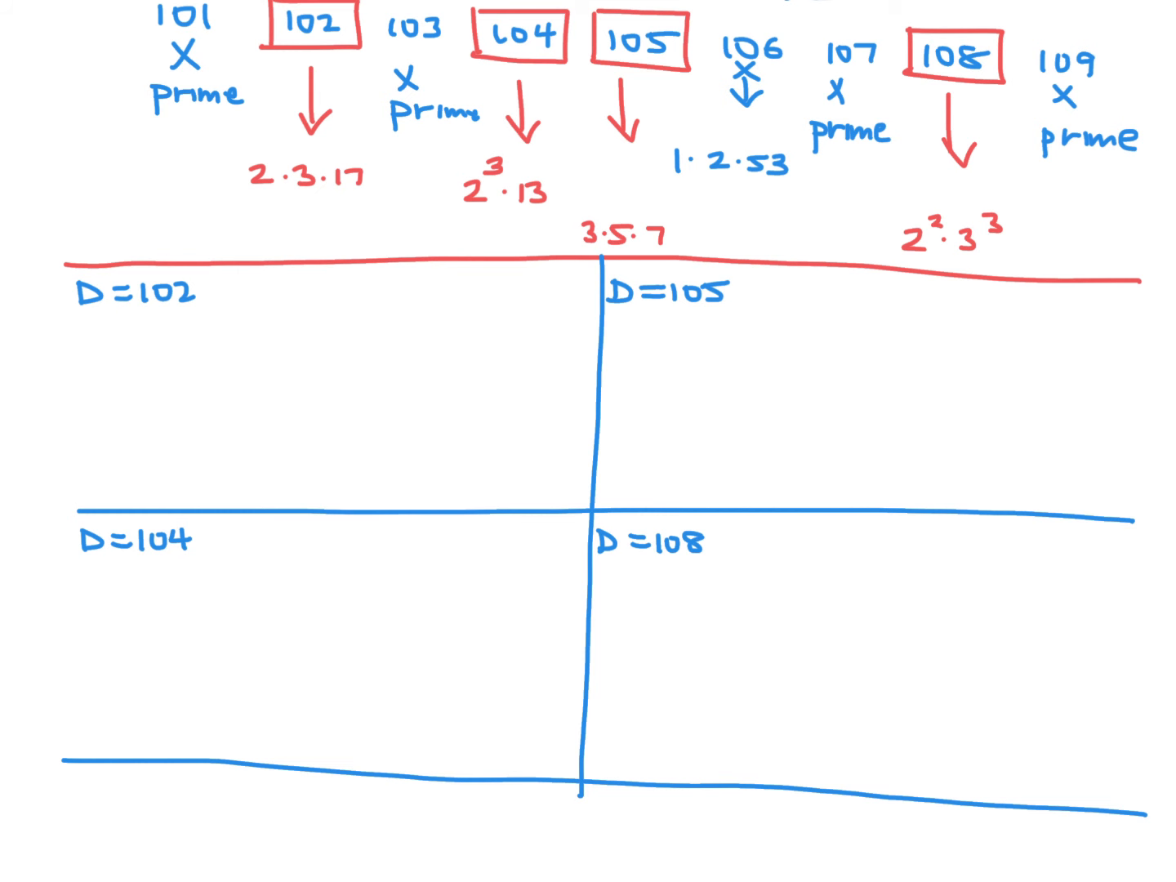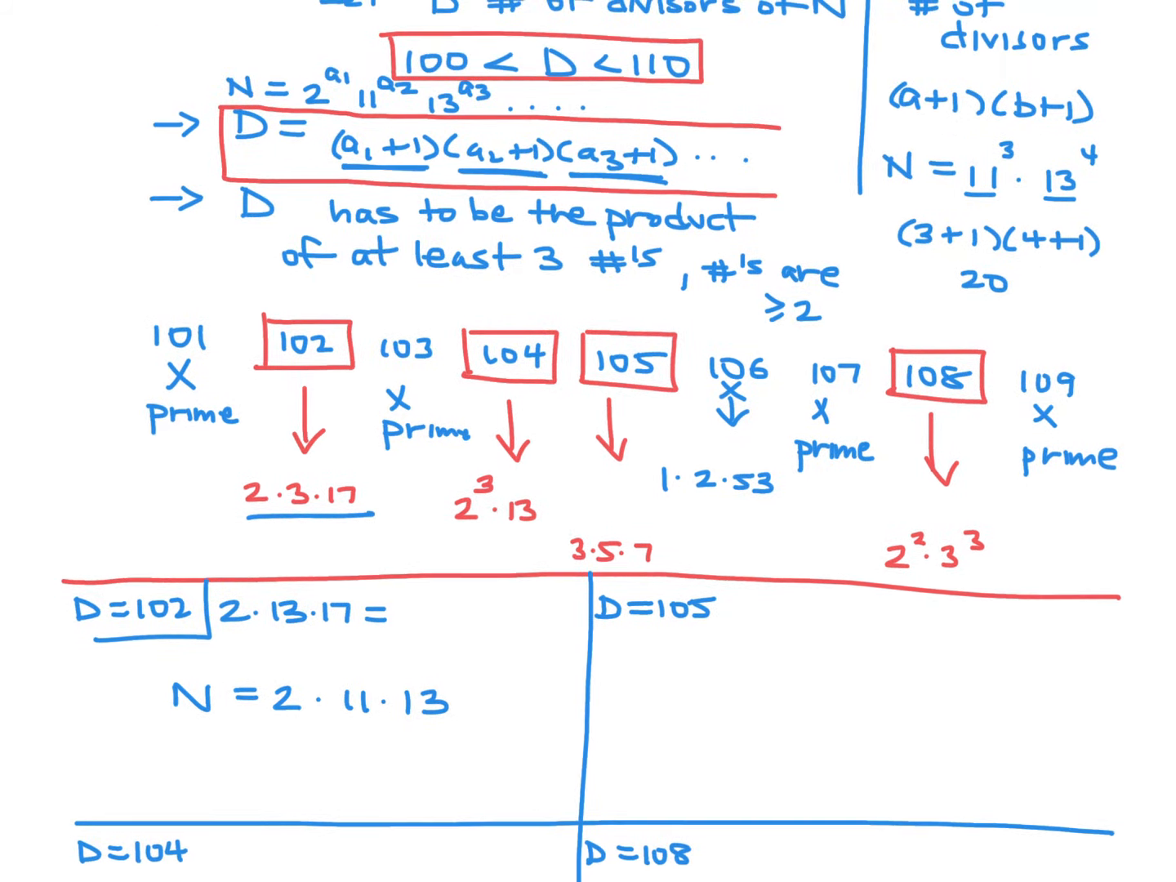So if d is 102, then n would be 2 to the power of something, 11 to the power of something, and what was the other one? 13, right? Yeah, 13 to the power of something. But then we've got to create a situation where this has to match. Okay, I got it. So 2 times 13 times 17 is this one right here. So it's a1 plus 1 times a2 plus 1 times a3 plus 1.